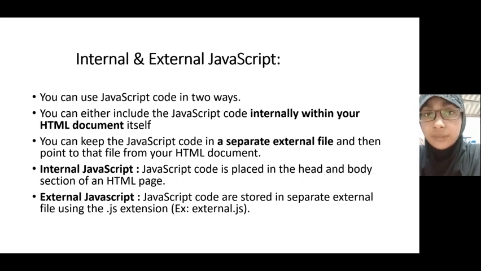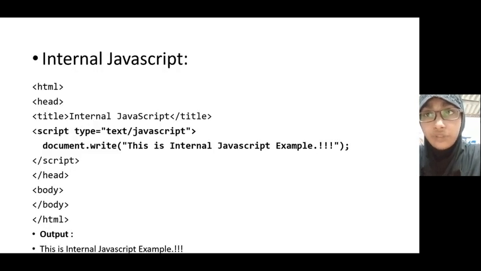The two types are internal JavaScript and external JavaScript. In internal JavaScript, code is placed in the head and body section of an HTML page. In external JavaScript, code is stored in a separate external file using the .js extension, and we mention that .js extension file in the HTML page. Now let us move forward and see an example of internal JavaScript.